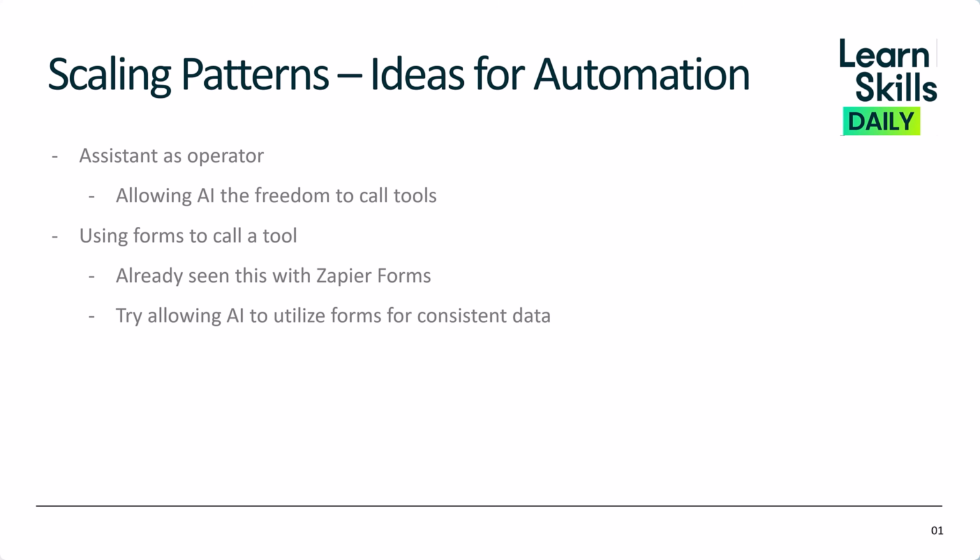So why not try allowing your AI to utilize forms for consistent data input? We've seen Zapier Forms and the power that it uses. See if your AI can utilize those forms to recognize when data comes in and apply that data to your tables or wherever you post your CRM customer data in the system itself. Using forms to call tools can be extremely powerful and help keep that data integrity intact.